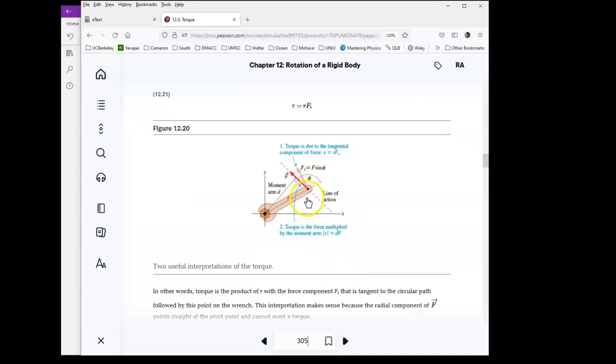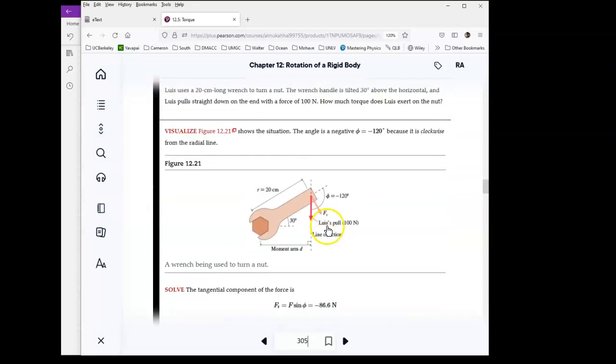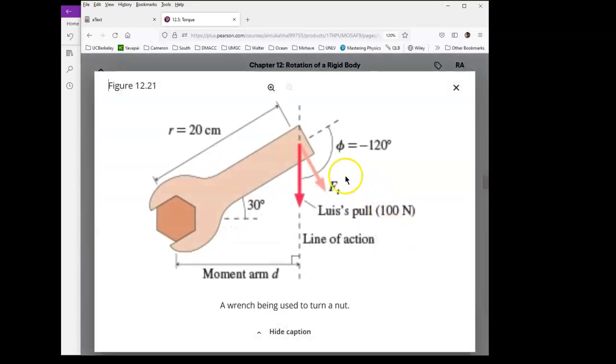So with this example, however, is that the one? Yeah, right here. What you have here is a wrench. Here is the knot. The distance from the center of the knot to the point of application, where your hand is holding it, is 20 centimeters. The angle here is 30 degrees, and the force is this way. Of course, you want the force that is perpendicular to it, so you can use either this force times sine of the angle, or you just take the component of that force.